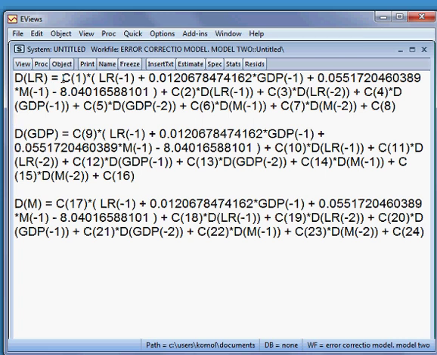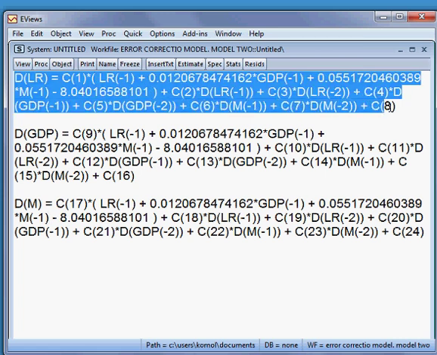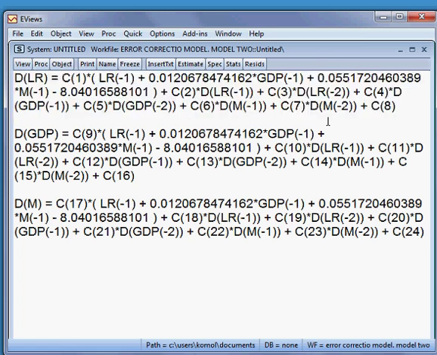It is starting from C1 and ends at C24. So there should be 24 coefficients in this whole system equation model, and we call the whole thing a system equation model. Okay, and out of these three, actually the first one is my target model. What is the first one? LR is the dependent variable.